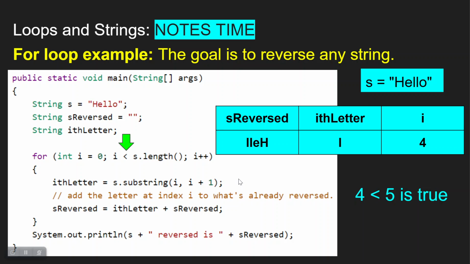So now we're going to grab that letter O from our string s and store that as the ith letter. Then we concatenate it to the beginning of our string. So now we have O-L-L-E-H. And then finally, our loop control variable goes up to 5. And now 5 is less than 5 is false. So this loop is done executing.